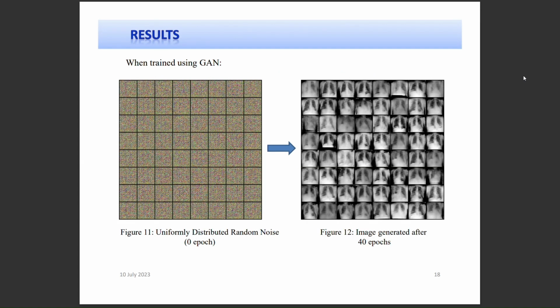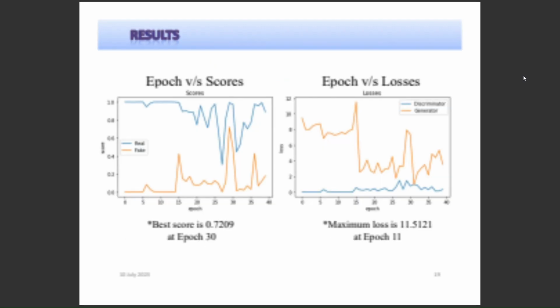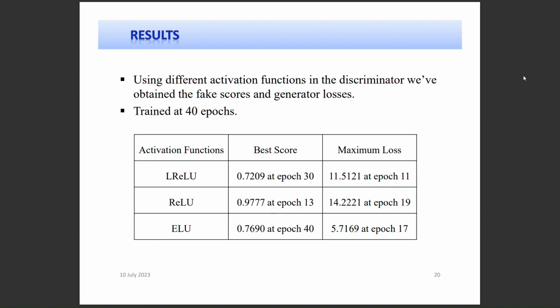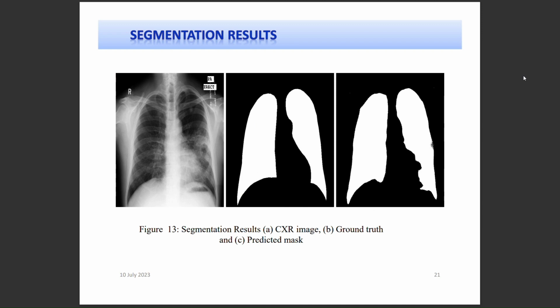The first image is the random noise and the second is the generated fake images. The scores and losses results are plotted here. The best score is 0.7209 at epoch 30 and the maximum loss is 11.5121 at epoch 11. Also, we have shown a comparison table using different activation functions, the best score and the maximum loss.